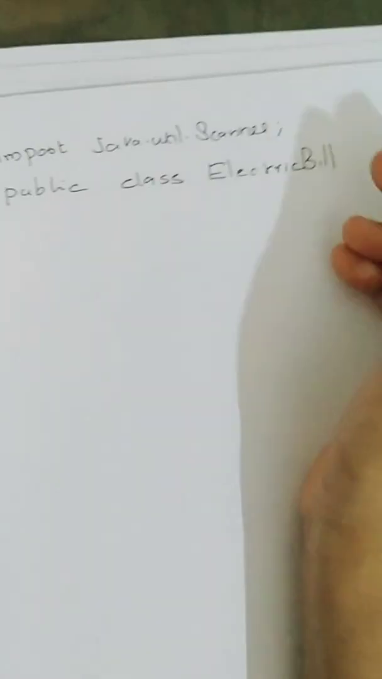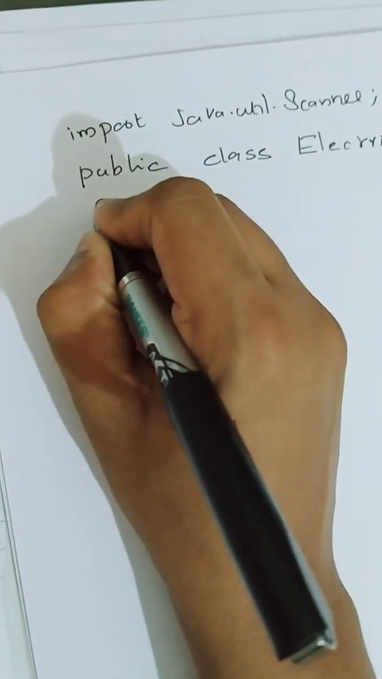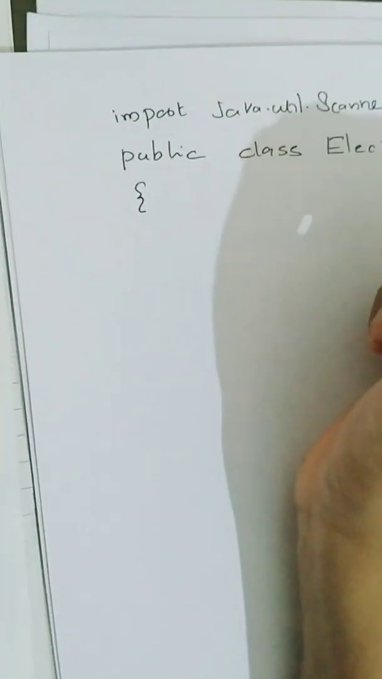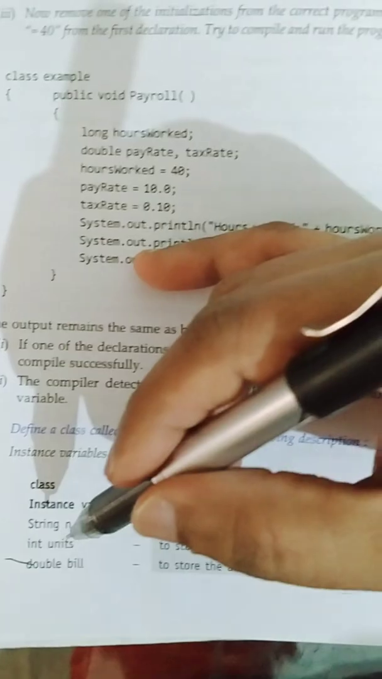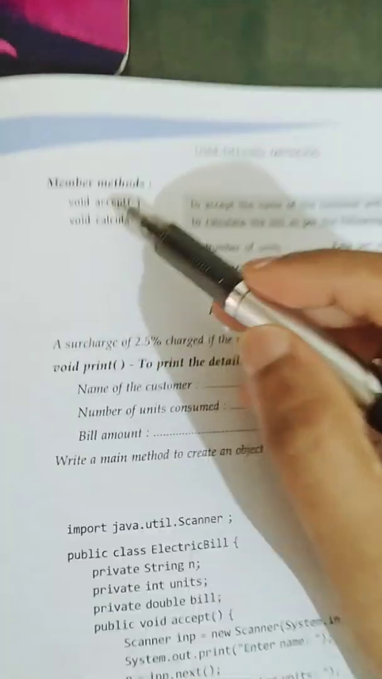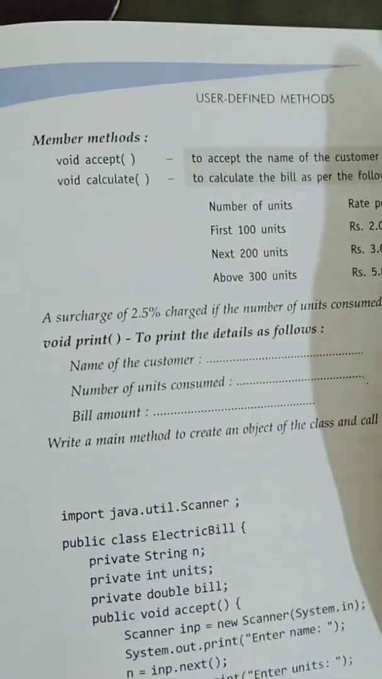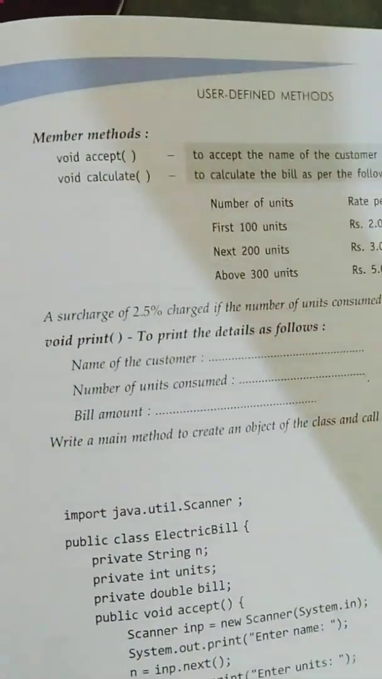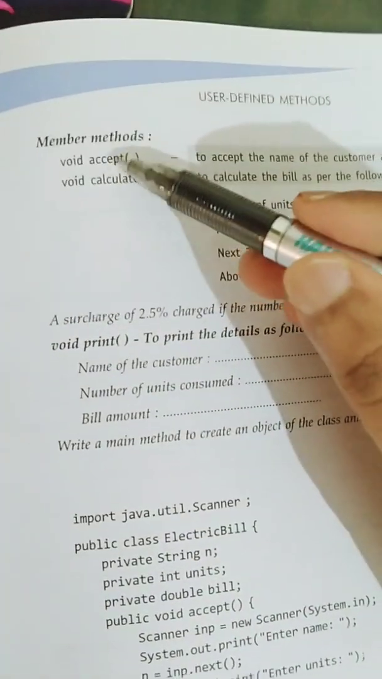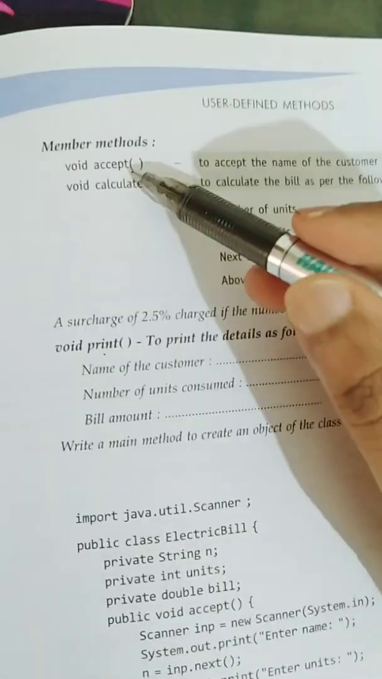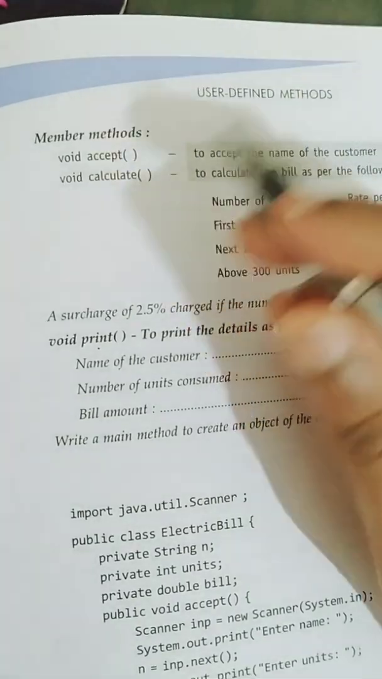I've started with class electric bill, and a very important thing: they have given these three variables. You might think you will declare them inside accept. No, you should not declare the variables inside accept, because if you declare a variable inside a method, then it will be local to that method. Here we have three methods, and in all the methods you have to use every variable.